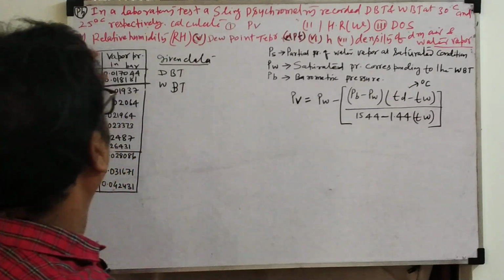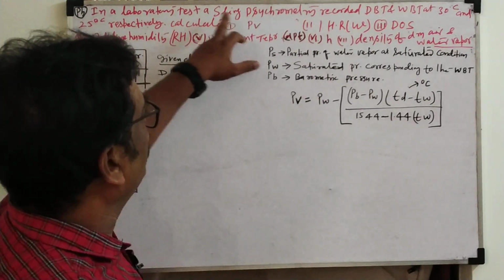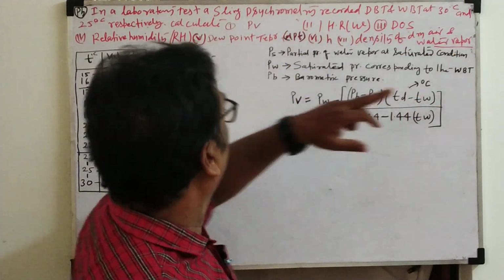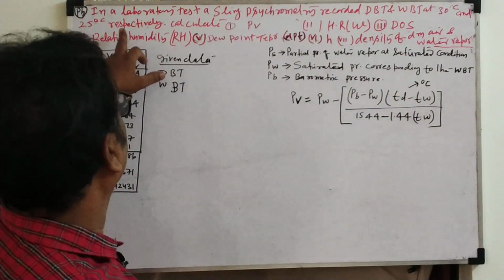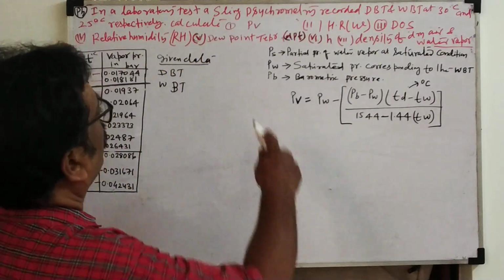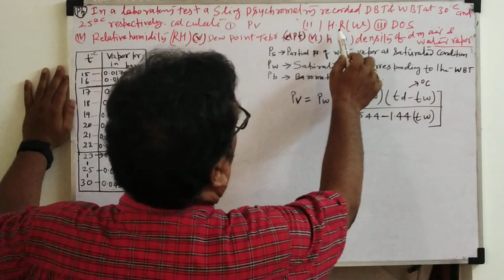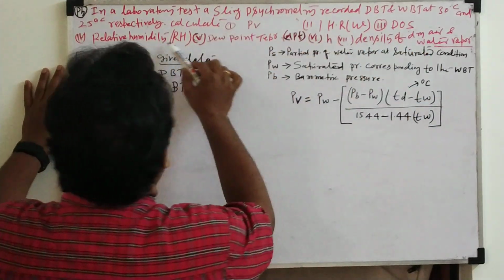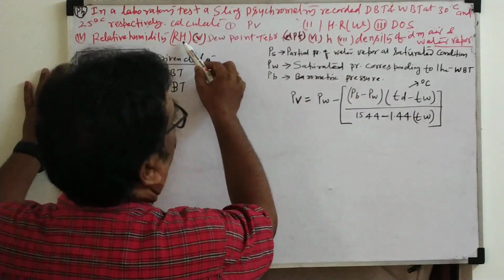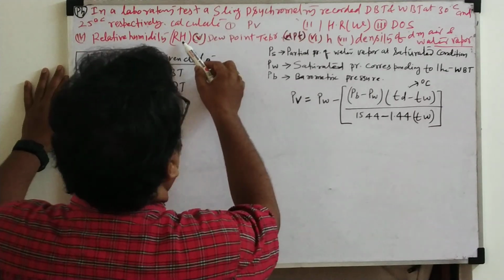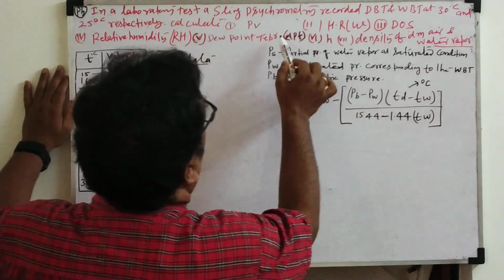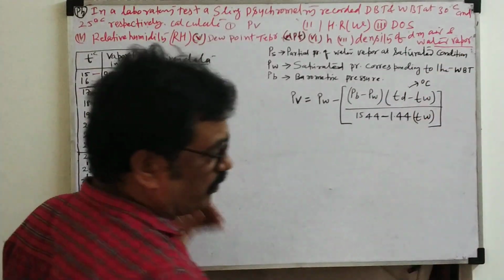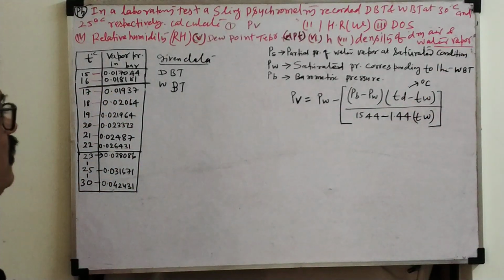So what is the given problem? In a laboratory test, a sling psychrometer recorded DBT and WBT of 30 degrees and 25 degrees temperature respectively. Then they are asking to calculate the partial pressure of water vapor, humidity ratio (symbol W), degree of saturation, relative humidity RH (symbol phi), dew point temperature, enthalpy, density of dry air, and density of water vapor. All those things I will calculate in this problem.